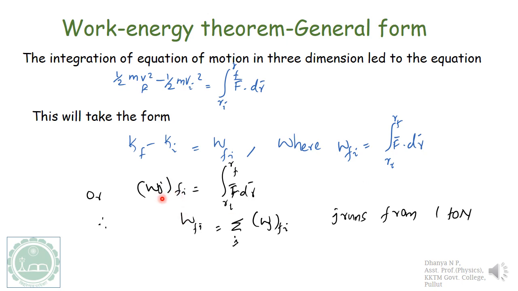Or W_j, if there are a number of particles, W_j fi is equal to the integral from Ri to Rf of F dot dr. W_fi is equal to sigma j of W_j fi. In the common case we take sigma i, but here i is taken for the initial position and f for the final position. So we are replacing the summation index with j, and the values of j run from 1 to n.